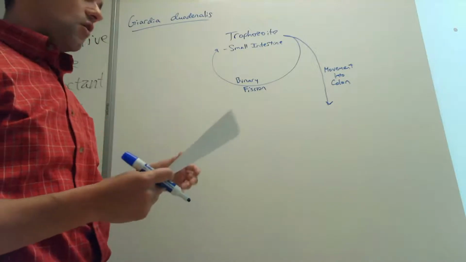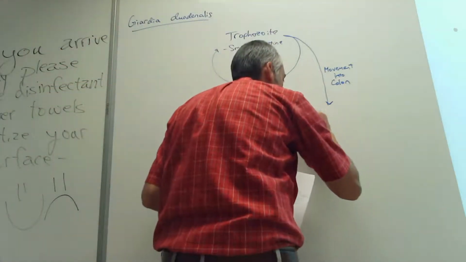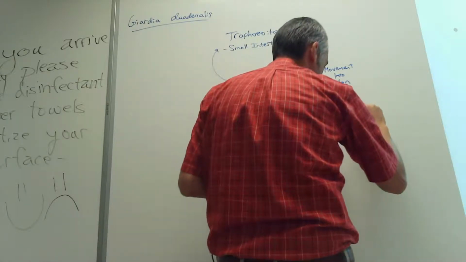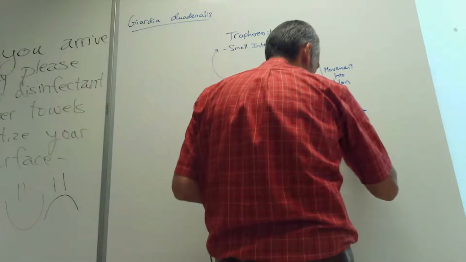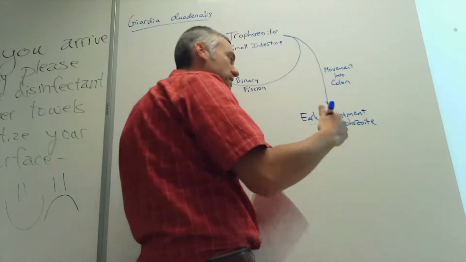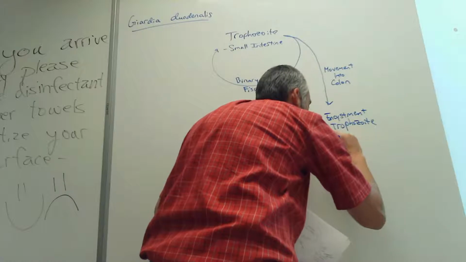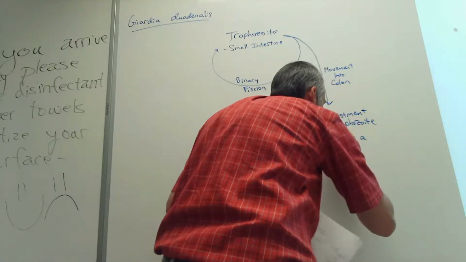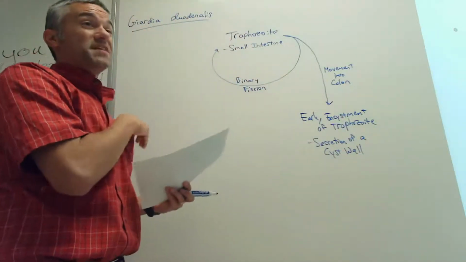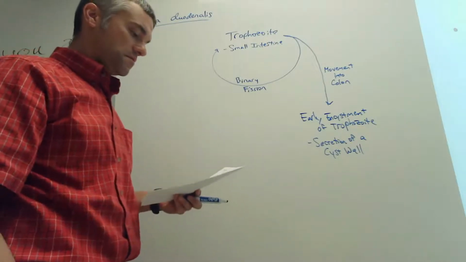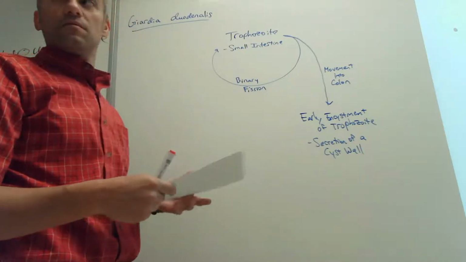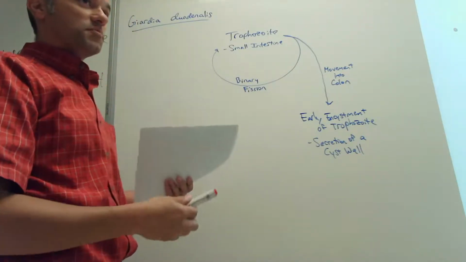All right? Once we get into the colon, we're going to start to get early encystment of the trophozoite. So we're going to start having a cyst wall being secreted. All right. Now, what's happening in the colon? Water reabsorption, right?